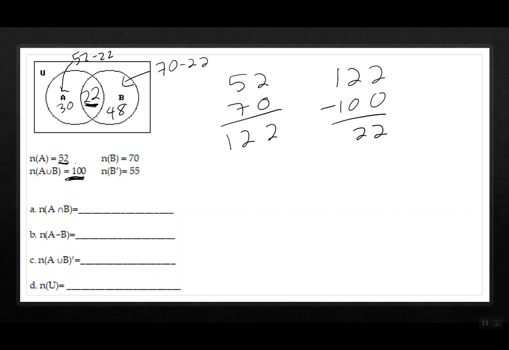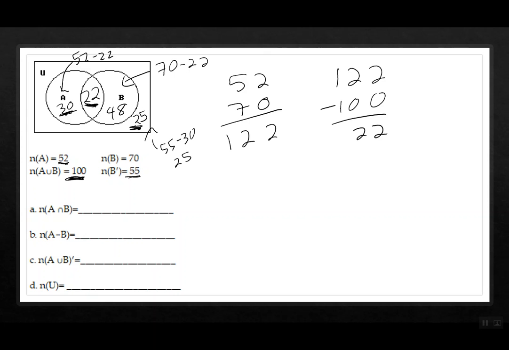The last thing I know is that B complement is 55. So B complement says what's not in B? Well, it's 30. And then it's what else is out here. So it's not just what's in the circles. It's also kind of outside the circles too. So I'm looking at the 30 and something is supposed to be 55. So I'm going to do 55 minus 30, which gives me 25. So this goes here. All right.